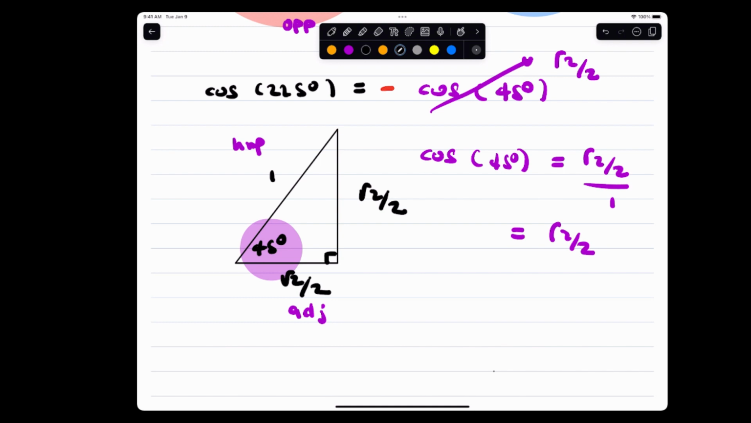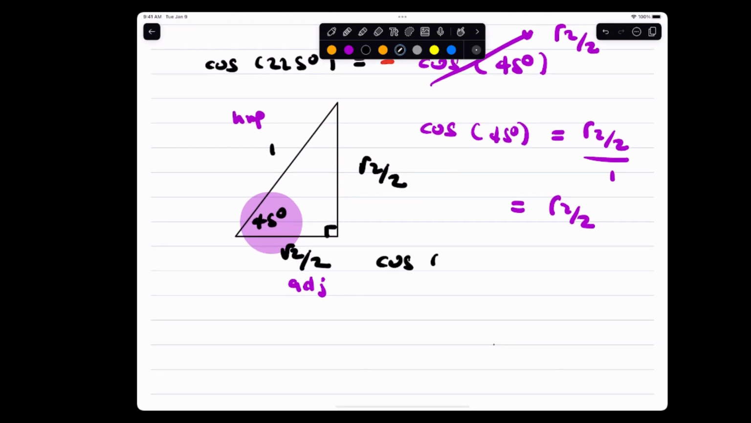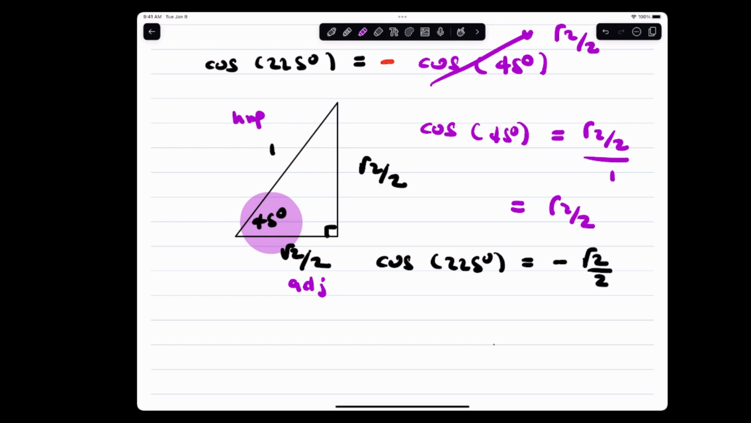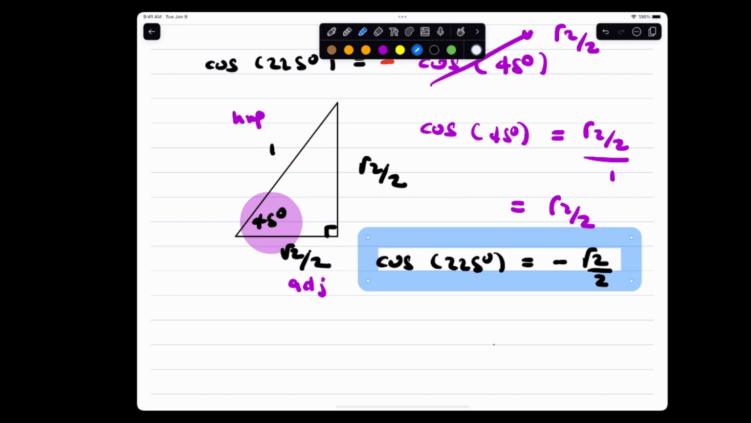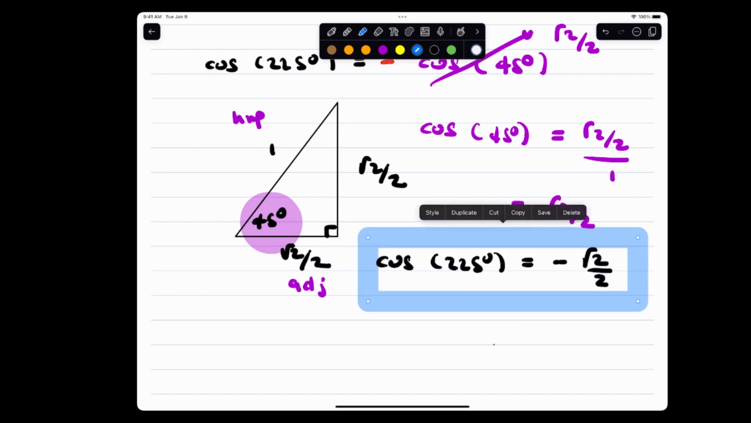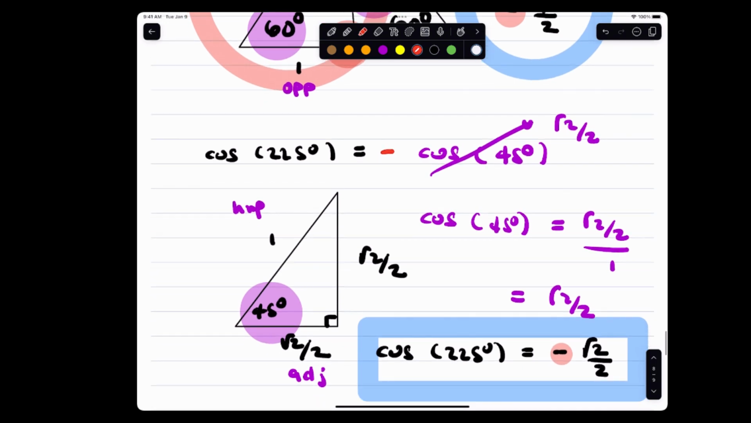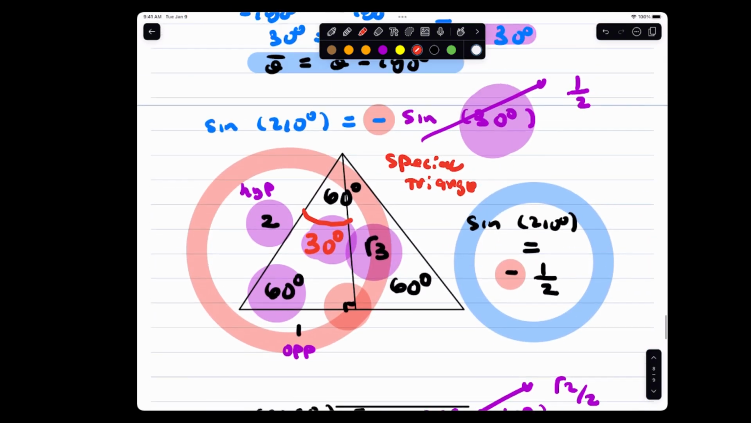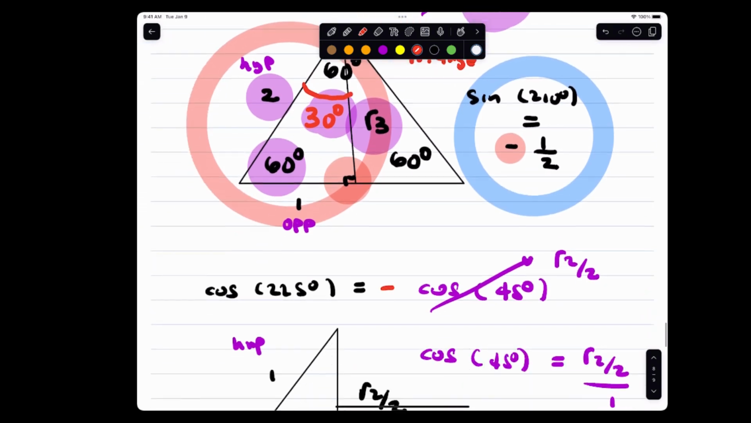So that means cosine of 225 will be negative square root of 2 over 2. There it is. All right, you guys okay with that? These are quadrant 3 angles.